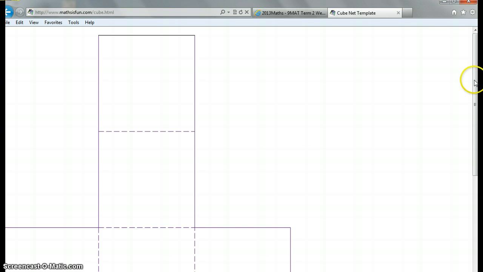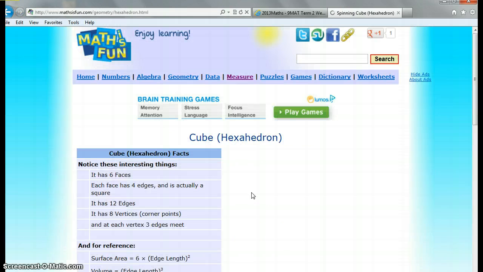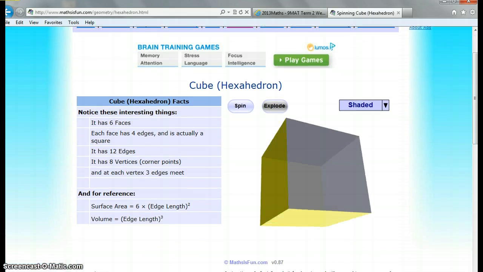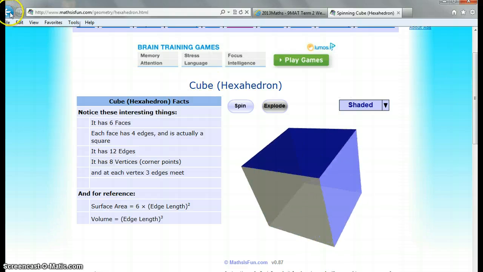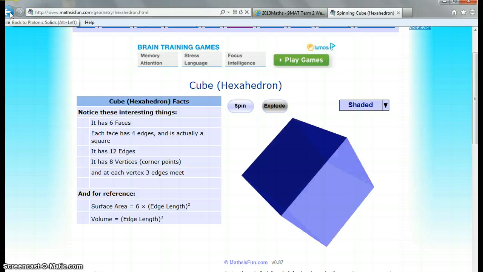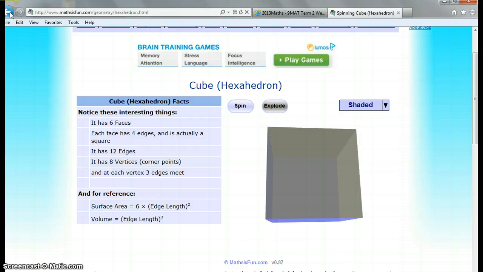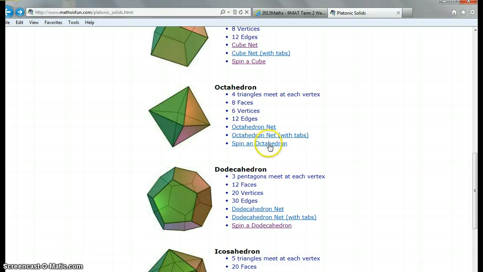So there's the net of a cube, which means if you had that and you fold it up, you get your cube. And here we're going to spin a cube. And that's made up of squares, because squares are a regular shape. Each angle is 90 degrees and each side is the same length. And out of that regular polygon, a square, you can actually make this hexahedron or cube.